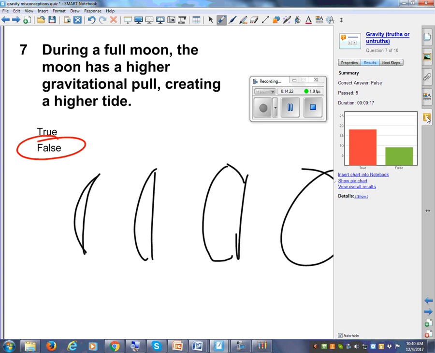Now, it is true that sometimes the moon is closer to the Earth. In fact, I think the full moon that's up this week is considered to be a supermoon. You know what a supermoon is? When the moon is slightly closer. So when the moon is slightly closer to the Earth, then you do get slightly higher tide.